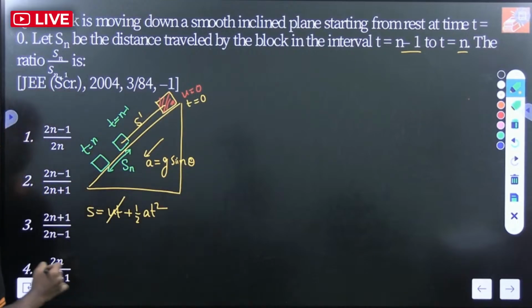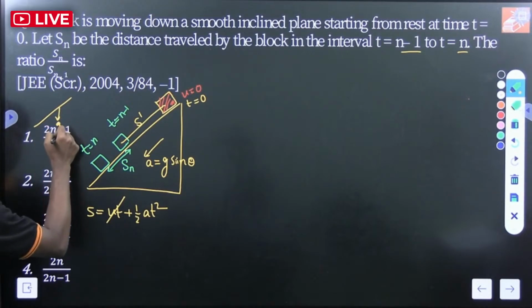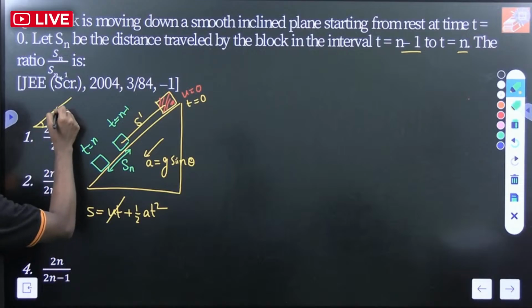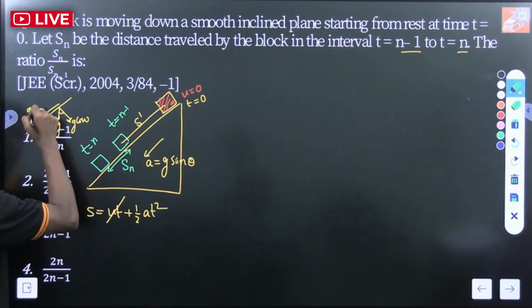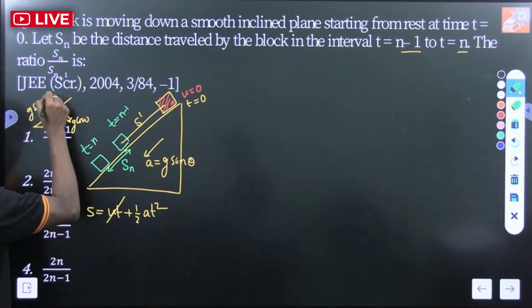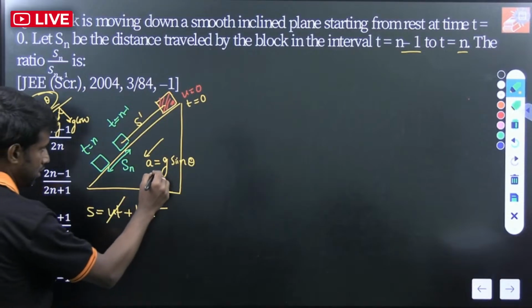Is it correct? So we have done a lot of examples of that. Along this we have g cos theta, and this angle is theta. So g cos theta is along this, and g sin theta will be along the inclined plane. The acceleration along the inclined plane is g sin theta.